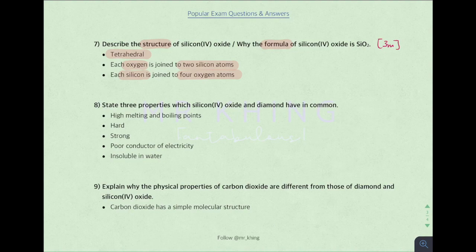And then next one, 3 properties that silicon dioxide and diamond have in common. These 2 are both examples of giant covalent compounds, macromolecules. They have high melting point and boiling point, they are hard and strong, they are poor conductors of electricity, and they are all insoluble in water. And next one, explain why the physical properties of carbon dioxide are different from those of diamond and silicon dioxide. Because carbon dioxide is an example of a simple molecule.